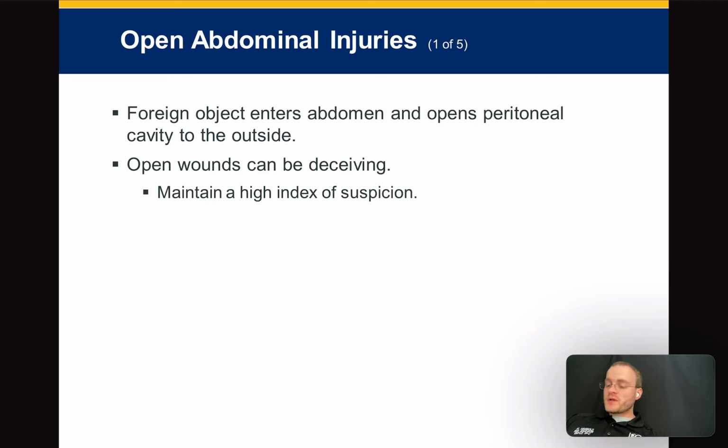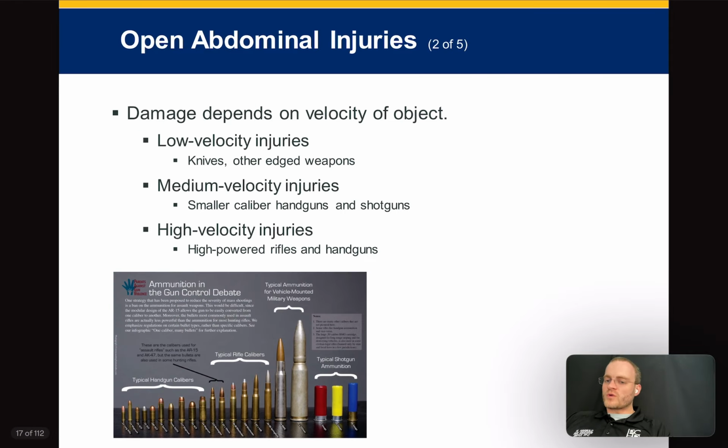An open abdominal injury is what it sounds like, right? You've opened up the abdominal cavity, and so foreign objects can enter the abdomen and open the peritoneal cavity to the outside. Open wounds can be deceiving. They're very frightening. I've only seen a handful of these in my career, so maintain a high index of suspicion. It takes a very large amount of blunt energy to get this to happen, but the abdominal wall itself is fairly thin, relatively speaking.